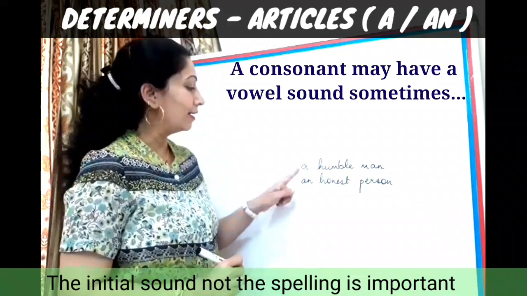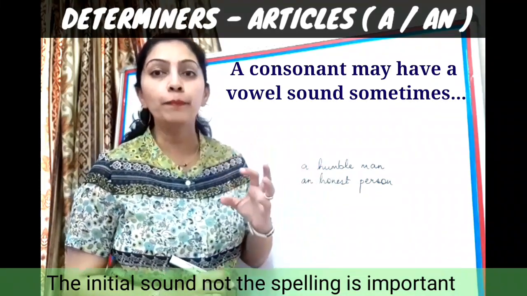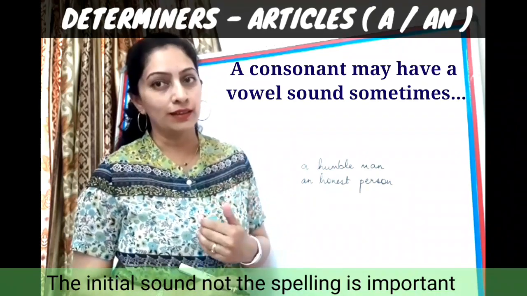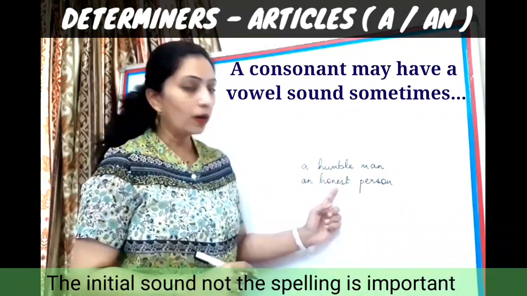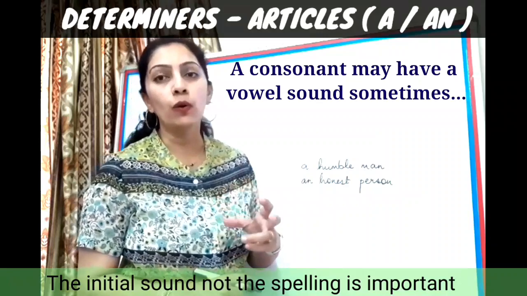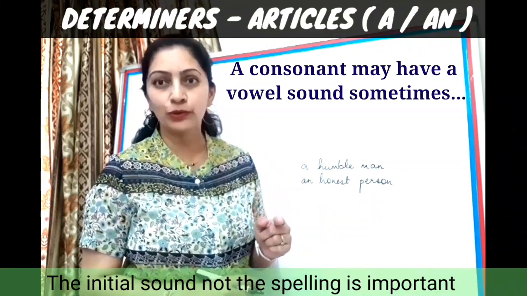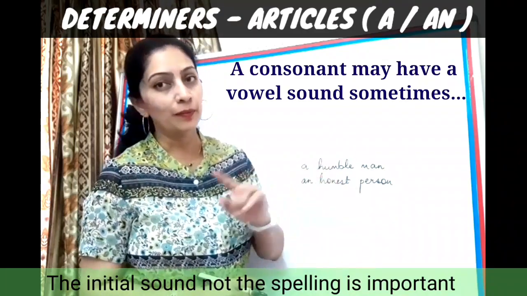For example, look at this one. A humble man. Humble starts with the consonant sound h. Whereas an honest man. Honest. This starts with a vowel sound o. An honest man. So you have to see the sound with which the next word begins.